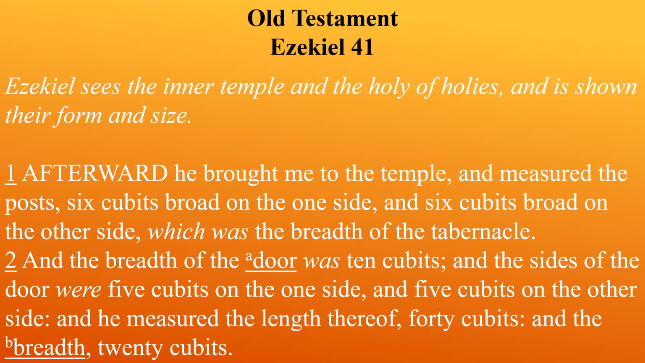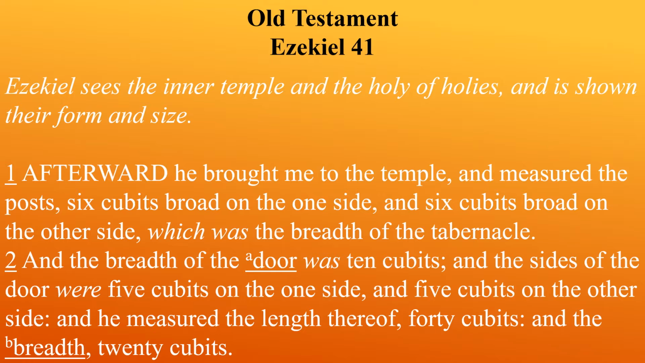Welcome back. This will be for Ezekiel chapter 41. The heading reads, Ezekiel sees the inner temple and the Holy of Holies and is shown their form and size. Verse 1, Afterward he brought me to the temple and measured the posts, 6 cubits broad on one side and 6 cubits broad on the other side, which was the breadth of the tabernacle.